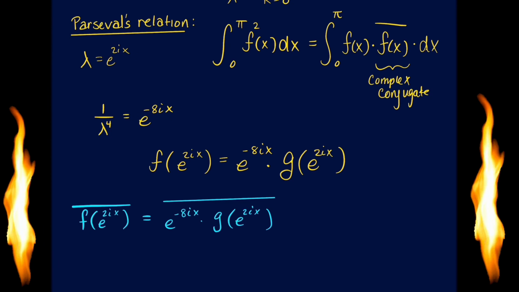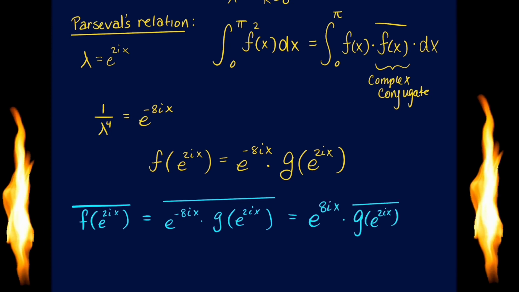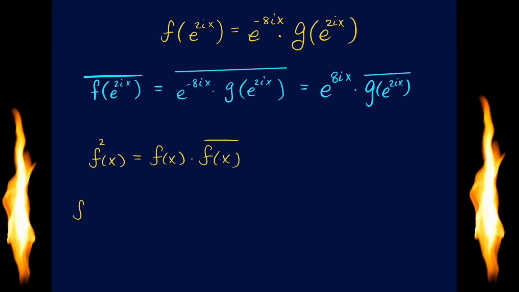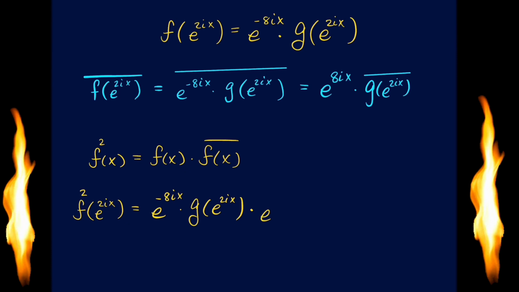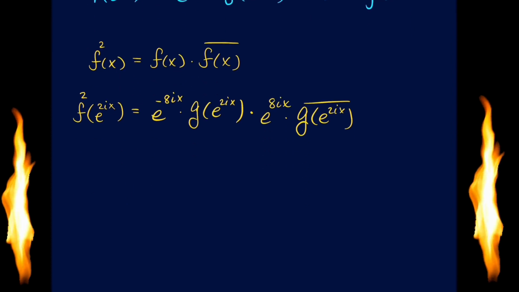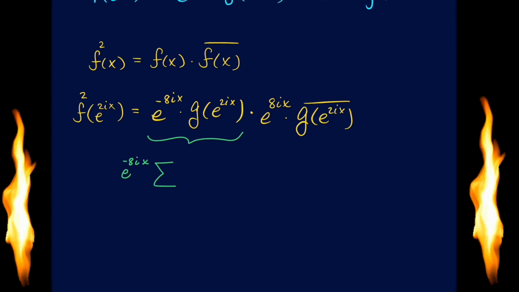And then now all I'm going to do here is find its complex conjugate so that we can put that into the integral formula. The complex conjugate of e to the negative 8ix is e to the positive 8ix, and then we just have to take the conjugate of the function g of e to the 2ix. So now, multiplying those two things together, the function and its conjugate, to get f squared, we're going to see that the exponential form is going to serve us nicely here, and a couple of things will cancel out, and we'll replace some things with the power series notation.